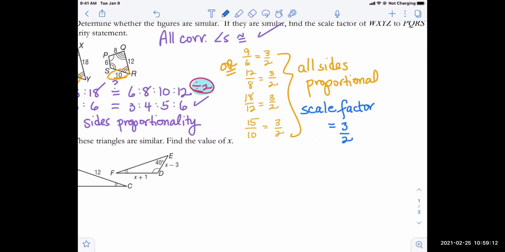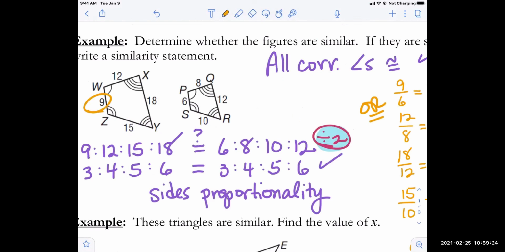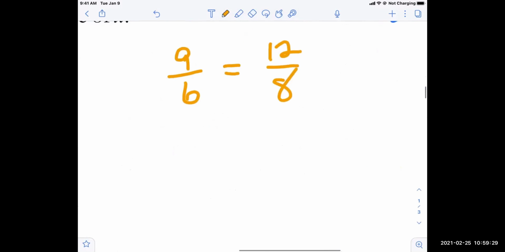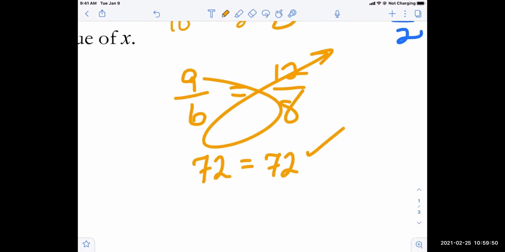Sometimes students will look at them individually. If I want to check whether 9 to 6 is the same thing as 12 over 8, how do you know if those are the same ratio? There's two ways to know. When you cross multiply, what should happen? They're equal. Okay. Your other option is just to simplify them, right? This is the same thing as 3/2, and this is the same thing as 3/2.